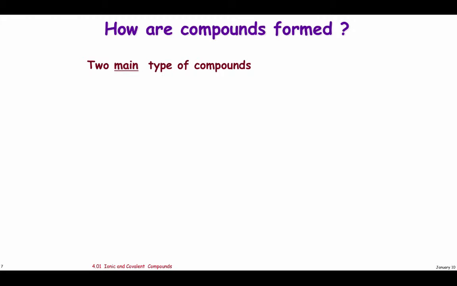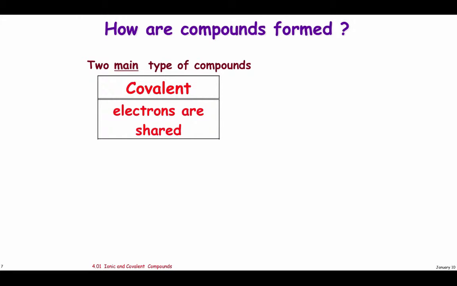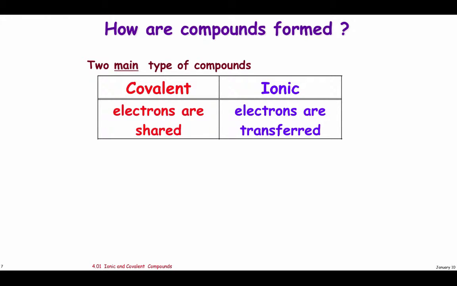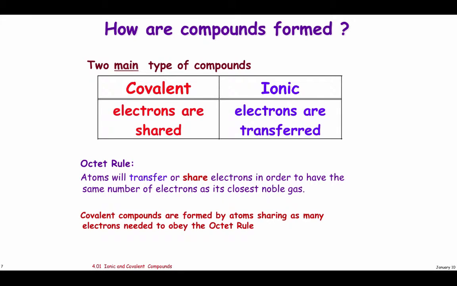How are compounds formed? Compounds are generally formed because the electrons are interacting. They're either being transferred or being shared unequally. There are 2 types: covalent, in which electrons are shared, and ionic, in which electrons are transferred. And this plays out because of the octet rule. The octet rule simply states that atoms will transfer or share electrons in order to have the same number of electrons as its closest noble gas.